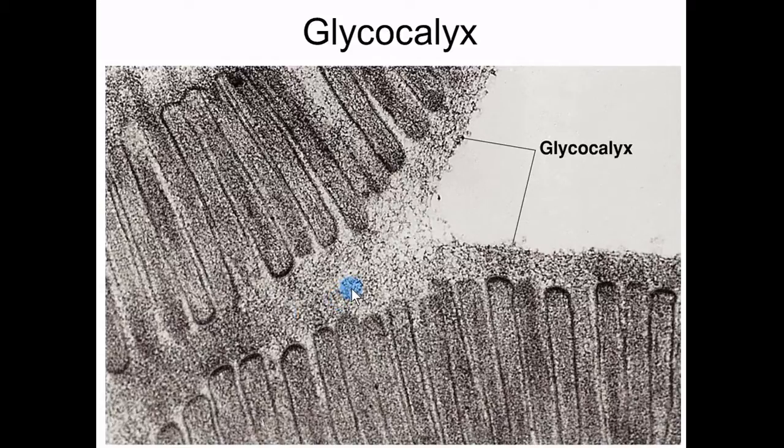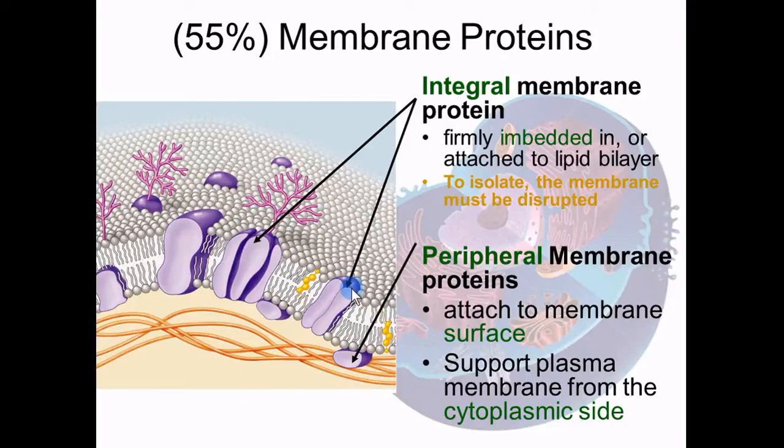And they hang out together, right? Their glycocalyx recognize each other. Next, the membrane proteins. The bulk of what's on the surface of the cell is membrane proteins. And you have two types. You have integral, which means they go all the way through. And you have peripheral, which means they sit on the periphery.